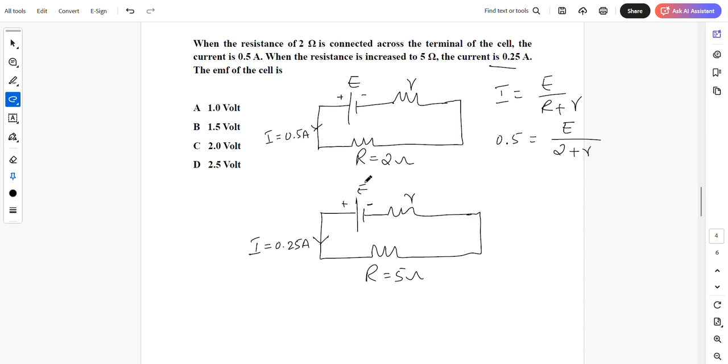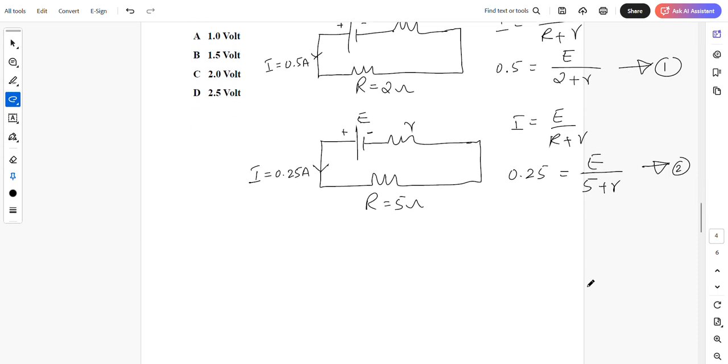They are asking for the EMF of the cell, E. Now again I is equal to E divided by R plus r. How much is I? 0.25 is equal to E, which we do not know, divided by R plus r, that is 5 plus r. Right? Call this equation number 1 and this equation number 2. You have to find the value of E. Somehow we have to cancel this r. How can I proceed? 1 by 2.